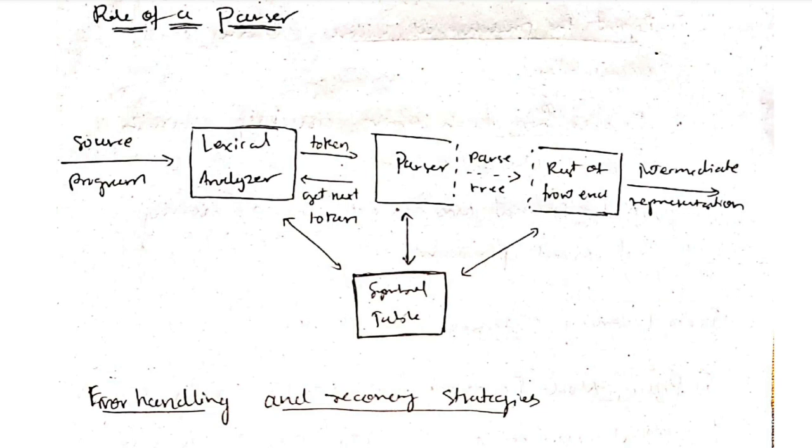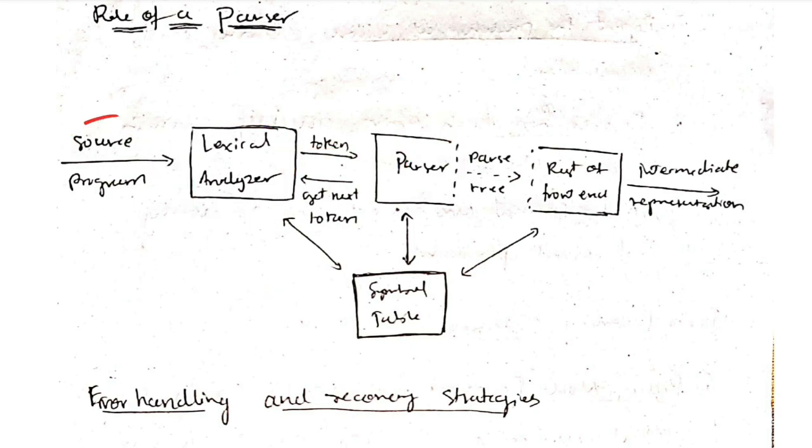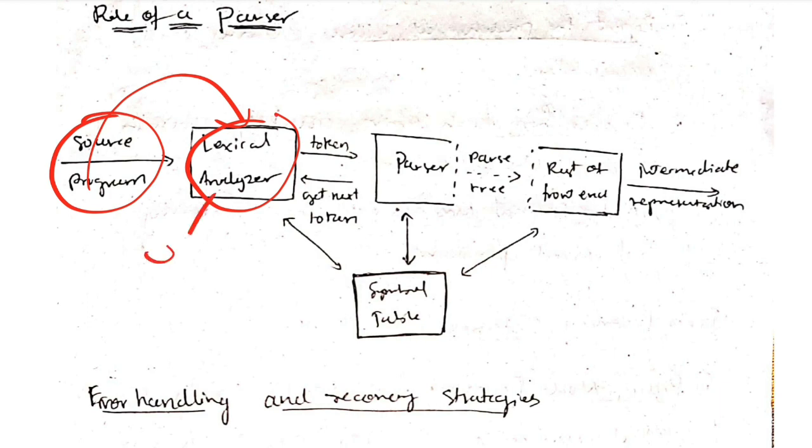Here we have the source program, on which the lexical analyzer will work. The lexical analyzer will divide the program into tokens, and those tokens will be sent to the parser. Lexical analysis will divide the program into different tokens, and those tokens will be passed to the parser, and the parser will make a parse tree out of it. It will apply the grammar rules and form a parse tree like this.